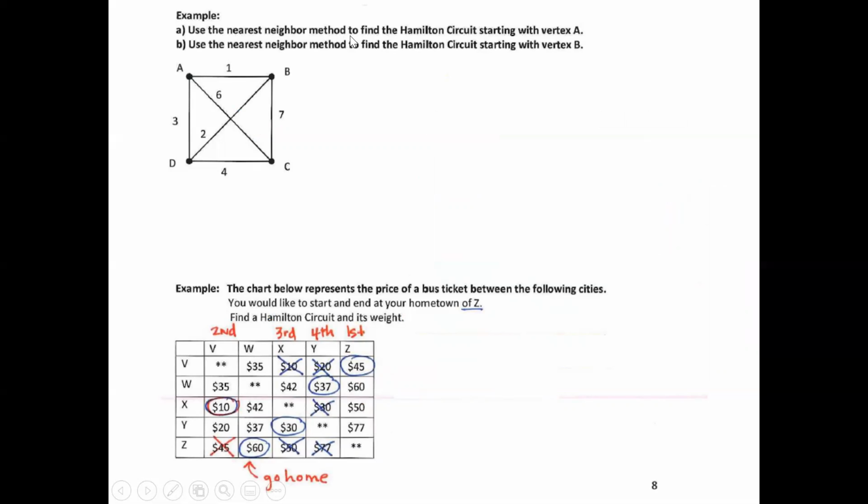Okay, use the nearest neighbor method to find a Hamilton circuit starting with the vertex A. Use the nearest neighbor method to find a Hamilton circuit starting with the vertex B. So I'll do A with you guys. If you take a look at A, the nearest one is going to be from A to B because that's only one. And then from B, I can go to probably D because that is the second cheapest one. So here's 1, 2. From D, I can't go back to A because we're not done with everything yet, so to C, which is going to be 4. And then from C, I go back to A, which is then 6. And then here's your answer for B.